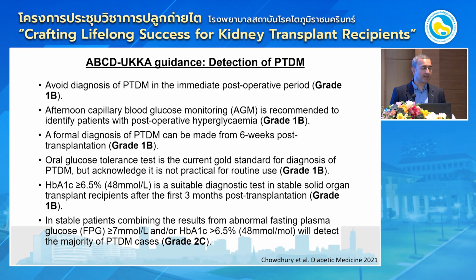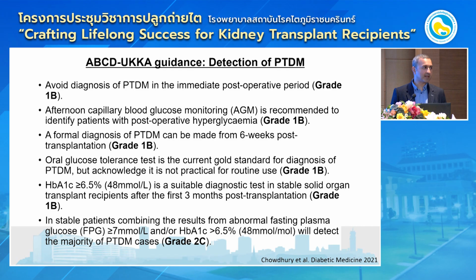And so we've had the consensus guidelines published, which are international guidelines, but in the UK we also have some professional guidelines between the Association of British Clinical Diabetologists and the UK Kidney Association, and this was endorsed by our Transplantation Society. And what we recommended was that we avoid labeling people with post-transplant diabetes in the first 4 to 6 weeks. We can use afternoon capillary blood glucose monitoring, and there are some trials of using continuous glucose monitoring for diagnosis as well. Now, the oral glucose tolerance test is the gold standard test, and we will always recommend that it is the gold standard.